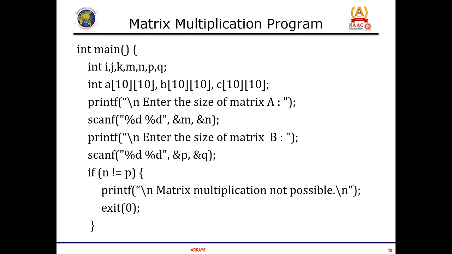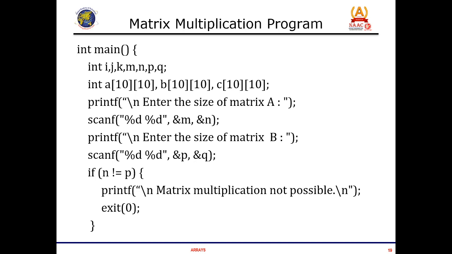I have a couple of ordinary variables in the line immediately after main. I have 3 arrays whose dimensions I have kept as 10, 10. I can keep more also, that doesn't matter. And the 3 arrays are A, B, and C, out of which I'm going to use the first 2 arrays for the matrices, and the result will be stored in another array called C. With the help of printf and scanf, I'll enter the size of both matrices. The first matrix row will be M, column will be N, and the second matrix row will be P and column will be Q.